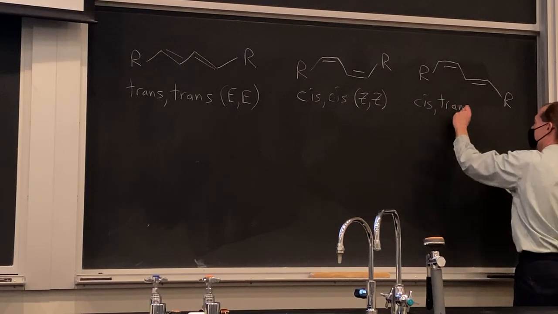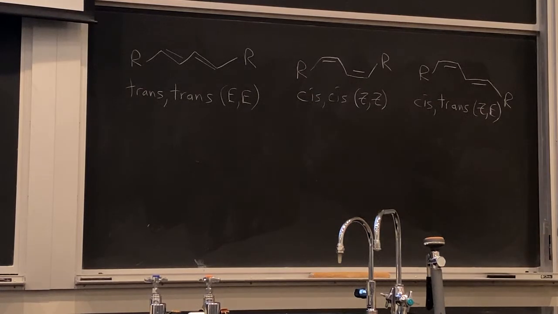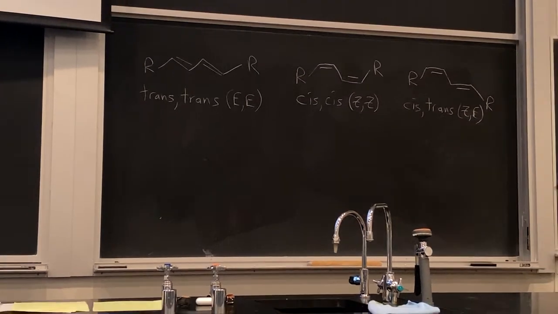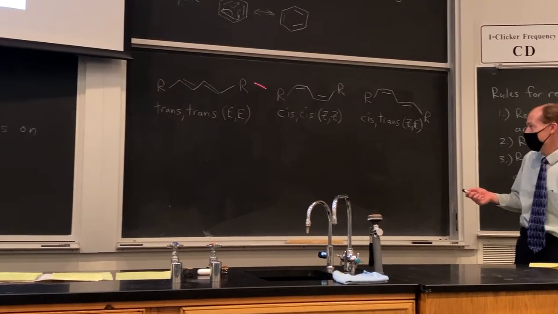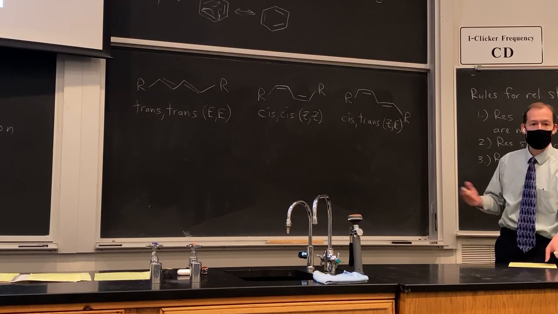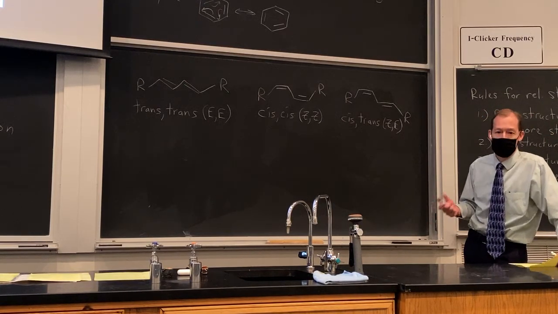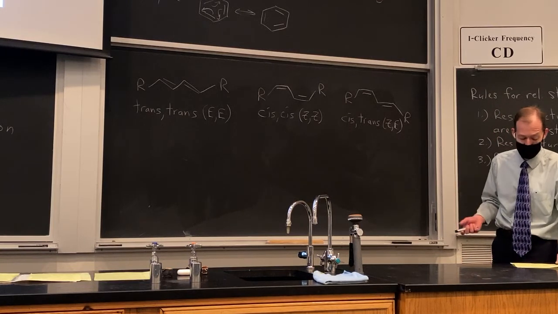Cis-trans or ZE. So there's 3 different types of stereoisomers that you can have with 1,3 dienes. If these R's are non-hydrogens, if these are alkyl groups, then you end up satisfying the criteria for having cis-trans or EZ isomers in your dienes.